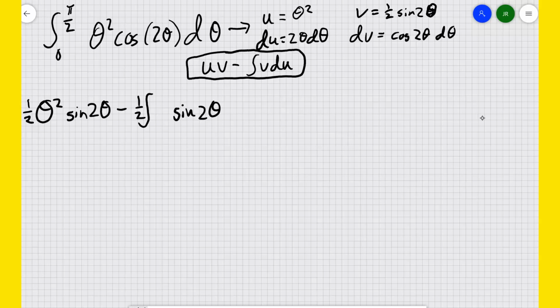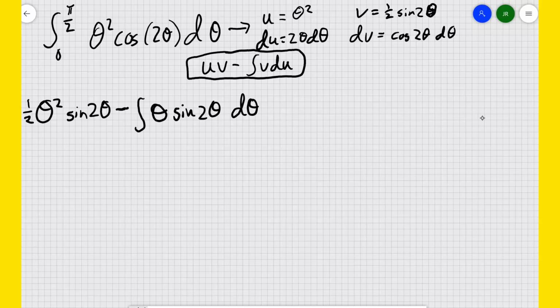Du is 2 theta d theta. I'm going to put the 2 theta right here, d theta, just because that's how I want to look at it. Now this 2 can also come out front, but then when it does, it cancels out that 1/2. So let me just go ahead and erase that. So the 2 cancels out the 1/2, so now it's just minus the integral of theta sine 2 theta d theta.